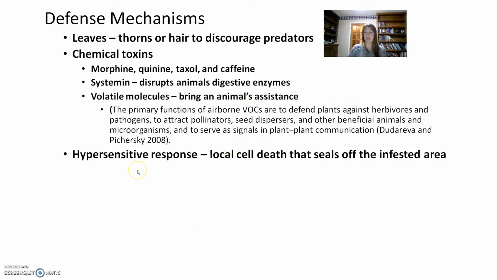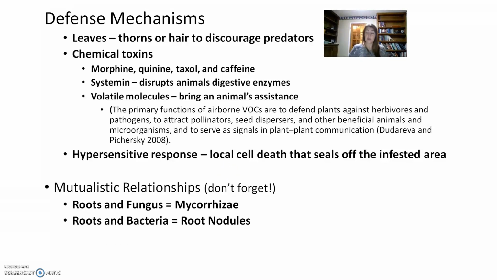Plants also have a hypersensitive response. They can actually have local cell deaths that seal off infected areas. So sometimes if there's a limb on a tree, let's say it gets infected by something, the plant will literally shut it off and kind of amputate, if you will, that limb, so that there's no nutrition going there, and it will die off, hopefully taking the disease or infection with it.